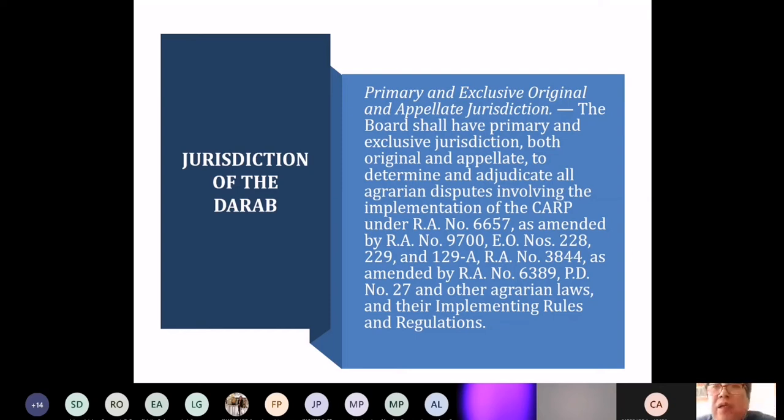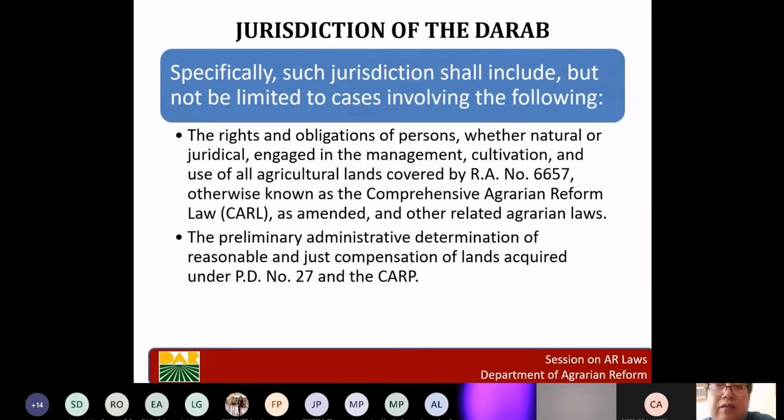Now, let's look at the jurisdiction of the DARAB one by one. Number one, we are still under Rule 2. The rights and obligations of persons, whether natural or juridical, engaged in the management, cultivation, and use of all agricultural lands covered by RA number 6657, otherwise known as the Comprehensive Agrarian Reform Law as amended, and other related agrarian laws. What is an example of this jurisdiction under paragraph 1?